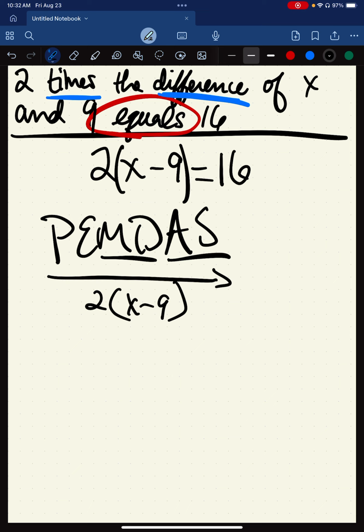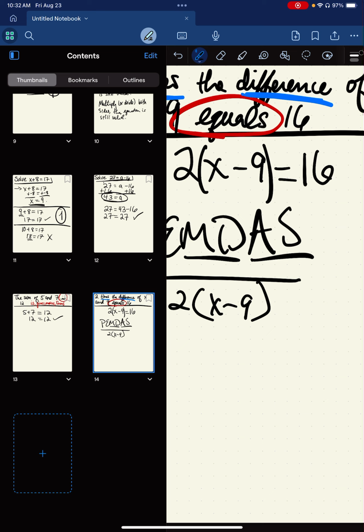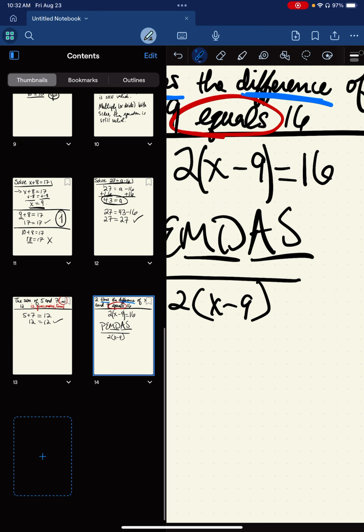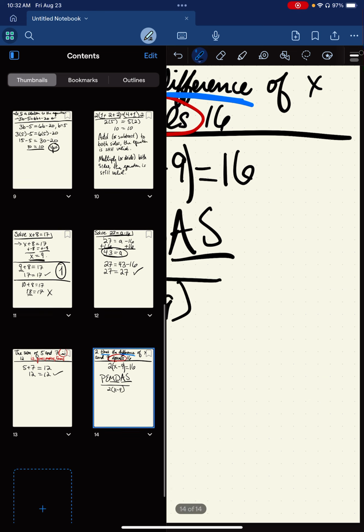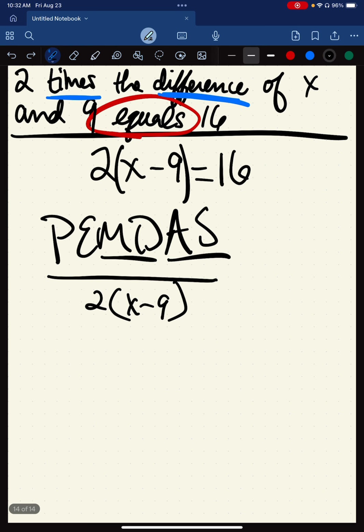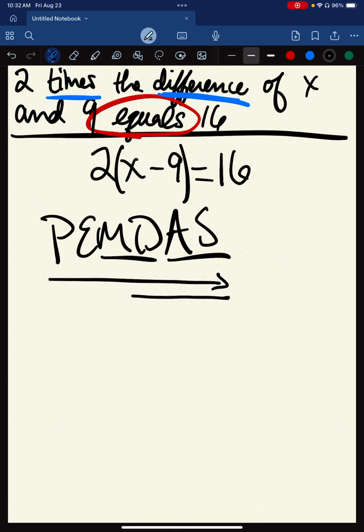Whenever we're solving these equations, we want to go the other direction, right? Because we're trying to undo what's been done. So we started going this direction. To undo that, we need to go this direction.